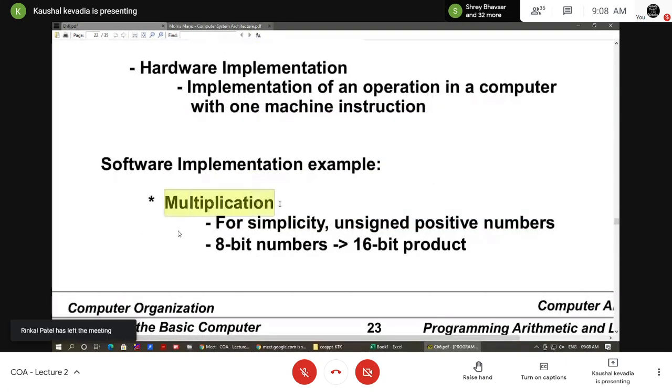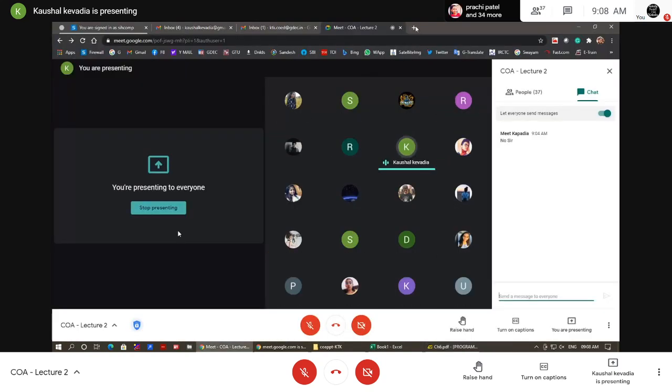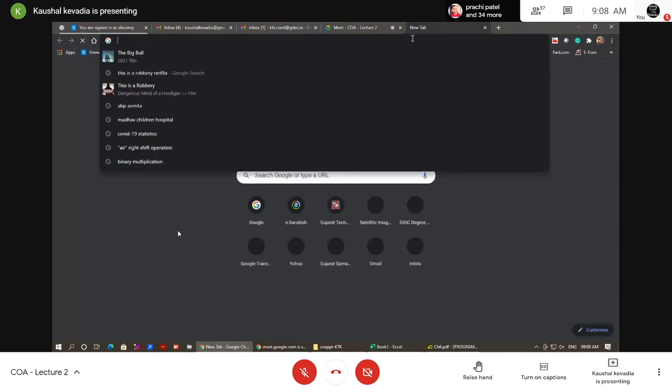Here we have taken the example of multiplication. For simplicity, we have taken unsigned positive numbers for this algorithm, and all are 8-bit numbers, and our product is prepared in a 16-bit product. हमारा जो ओरिजिनल नंबर्स होंगे वो हम 8 बिट के अंदर कंसीडर करेंगे और जो हमारा आंसर प्रिपेयर होगा दैट इज अवेलेबल इन माय 16 बिट प्रोडक्ट. Okay, let's first of all check how this multiplication is done.